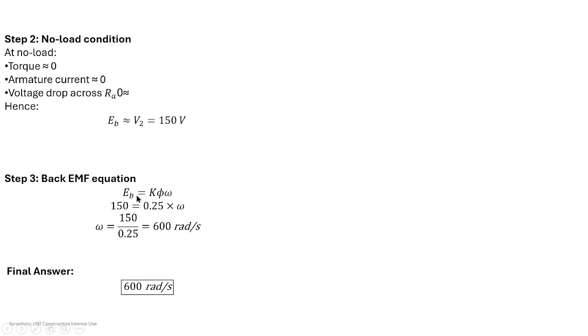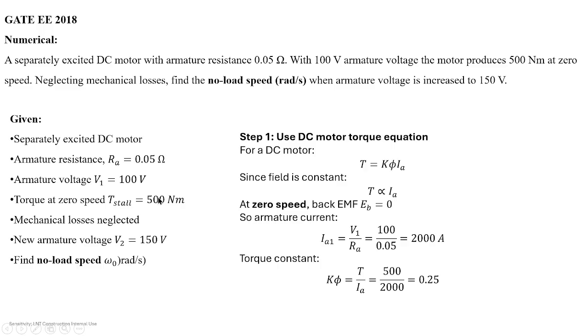And E is equal to Ka phi omega m. These are also the formulas of induced EMF. Two formulas of induced EMF: E is equal to K n phi n and E is equal to Ka phi omega m. Omega m is the speed of this DC machine. So EB is 150 volt and Ka phi, let's find it.